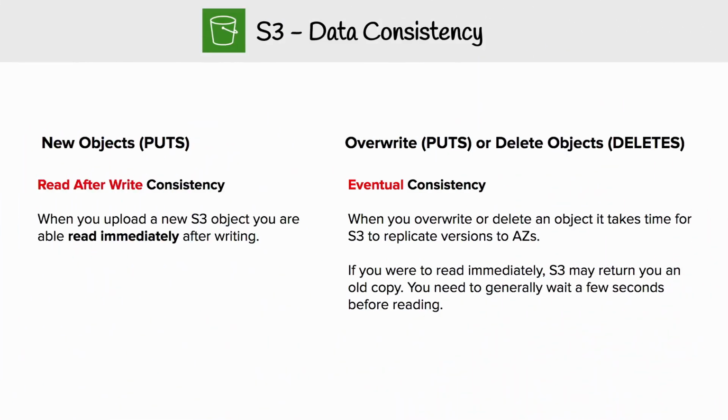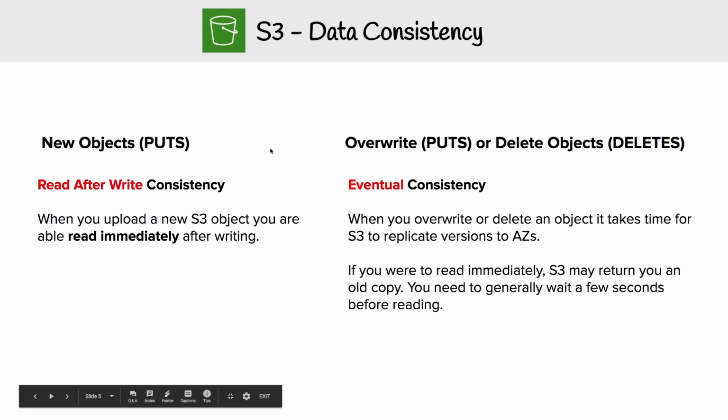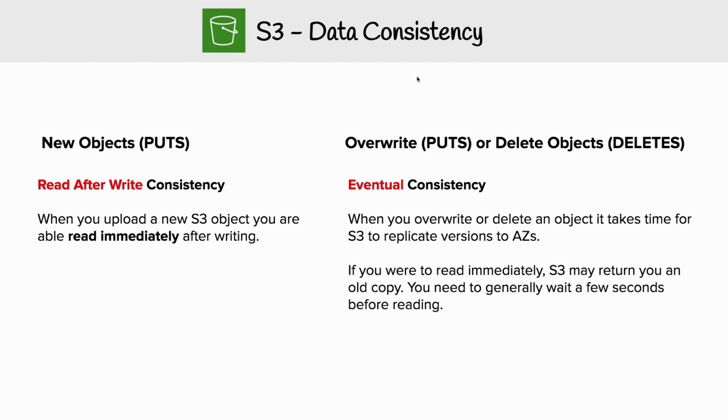We're looking at S3 data consistency. Sorry, I don't have any cool graphics here because it's not a very exciting topic, but we definitely need to know what it is. So when you write data to S3, which is when you're writing new objects, the consistency is going to be different from when you are overwriting files or deleting objects, okay?